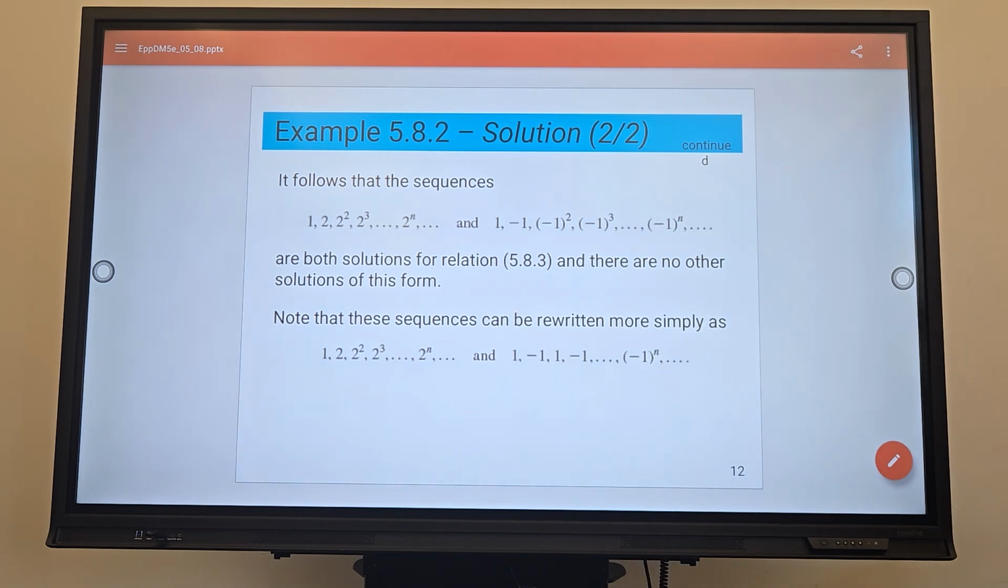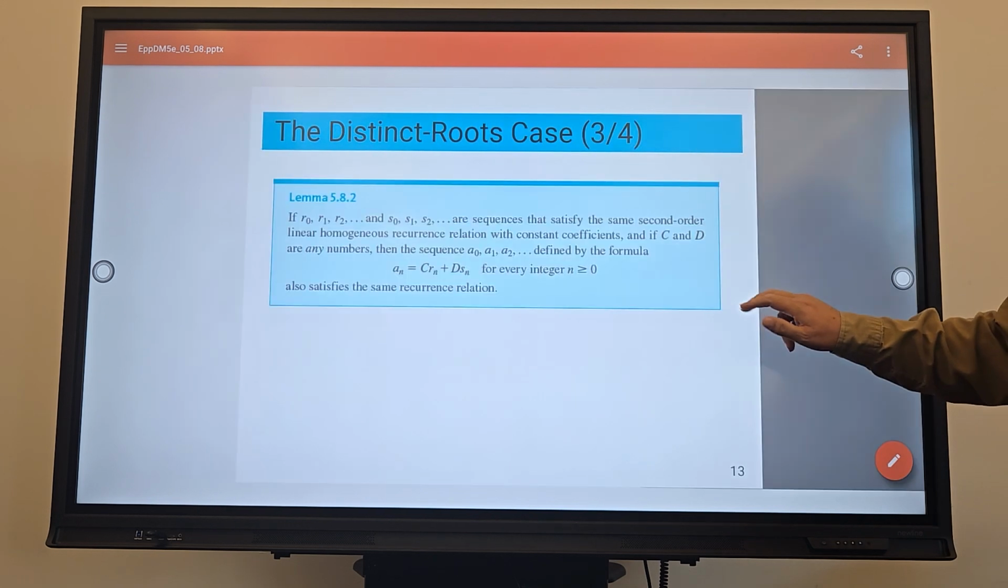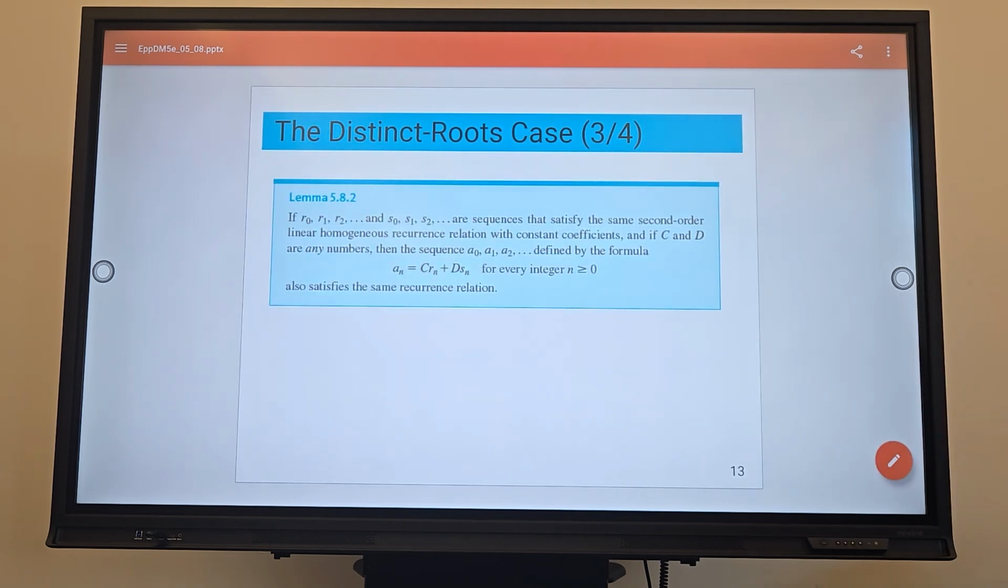The sequences can be rewritten simply as 2 to the n, really, and minus 1 to the n as well. Lemma 582.